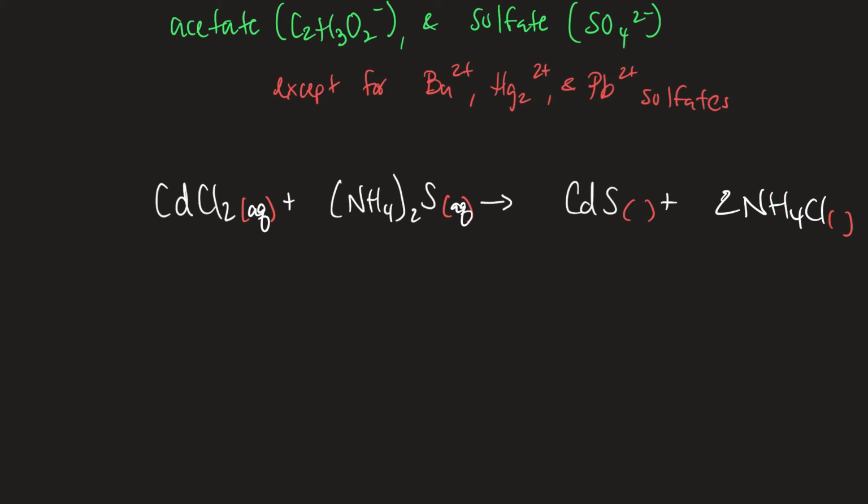Let's see what we got. We noticed we got ammonium. Remember we said that anytime you have an ammonium ion, the compound is going to be aqueous. So for this one, I'm going to write AQ, because any compounds that have ammonium are going to be aqueous.